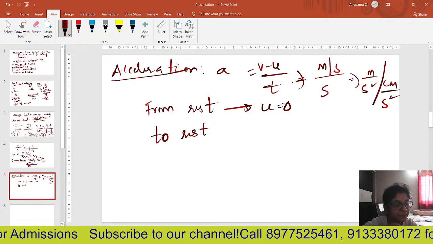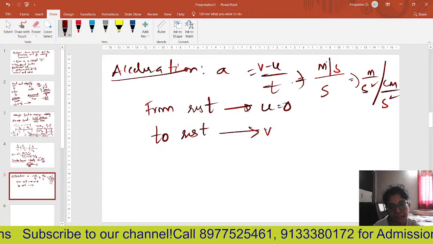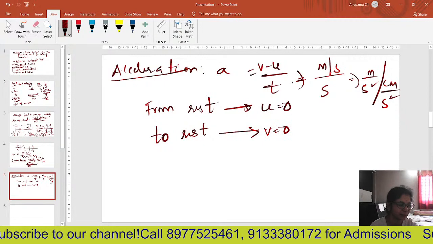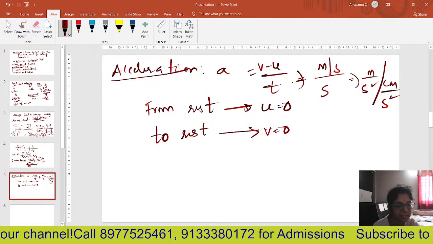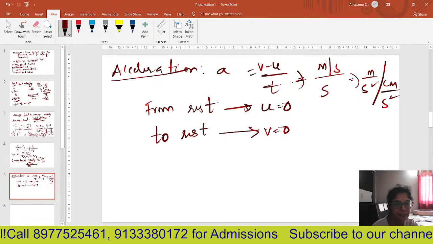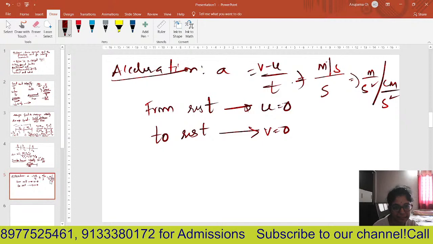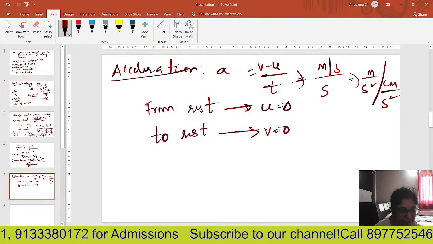So if it has come to rest finally, then its final velocity is equal to zero. This is initial velocity and this is final velocity, right? So this is about acceleration. Okay, acceleration is always positive.